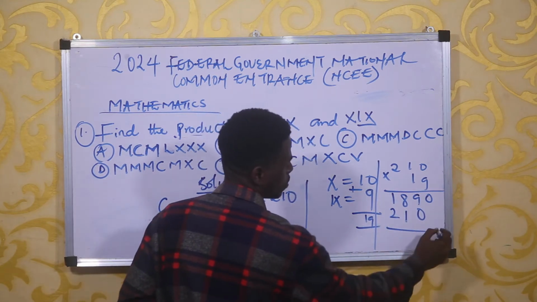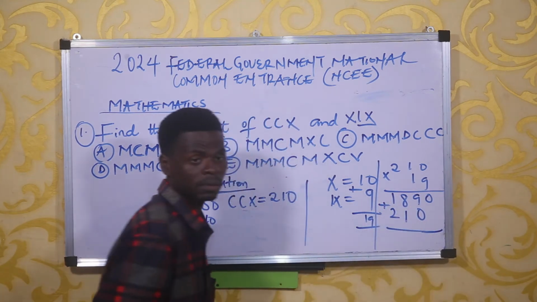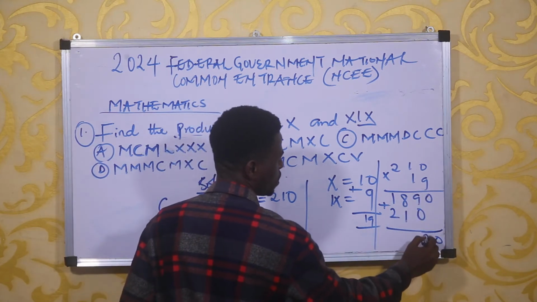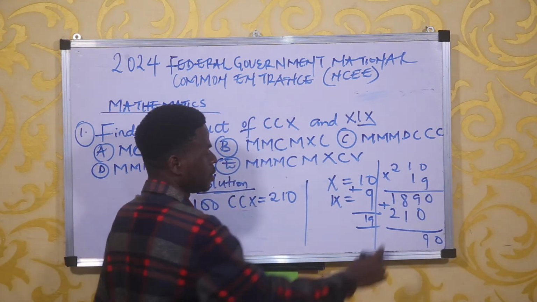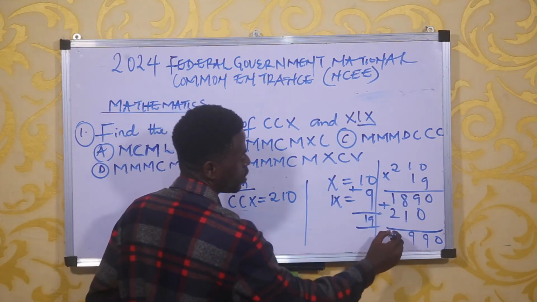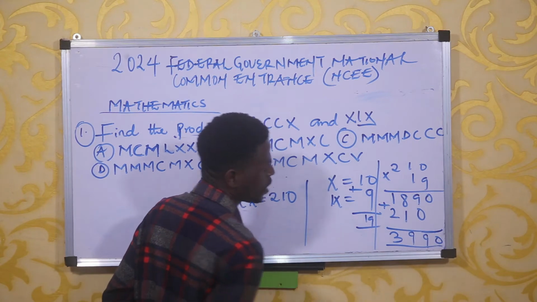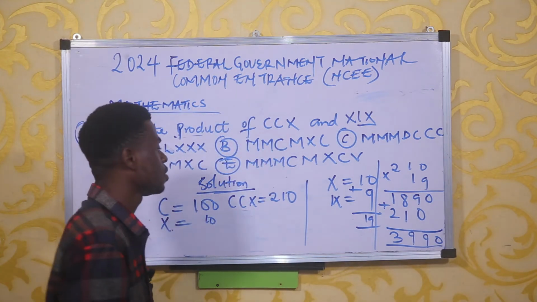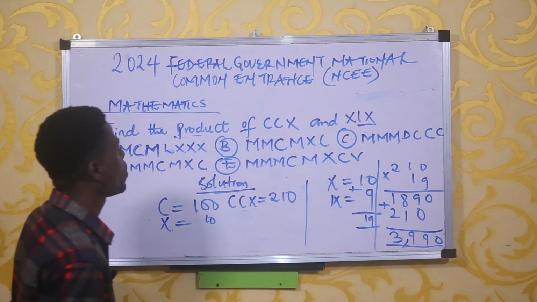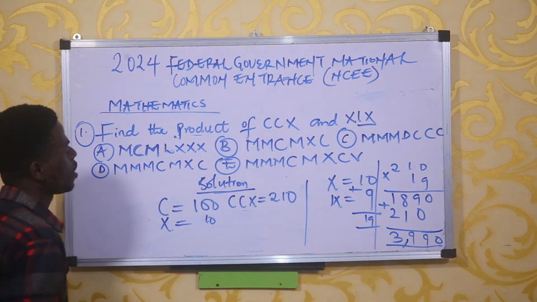Now let us add the numbers. So 0 plus nothing is 0. 9 plus 0 is 9. Take note of that. Then 8 plus 1 will give us 9. Then 2 plus 1 gives us 3. Definitely our answer is 3,990. So from our objective here, our answer is what?